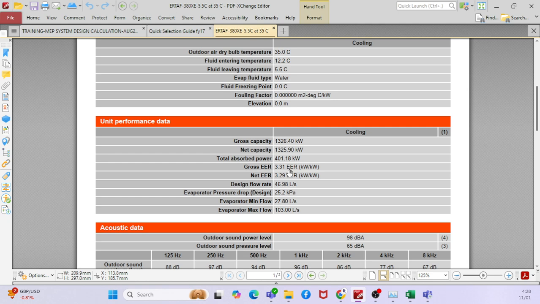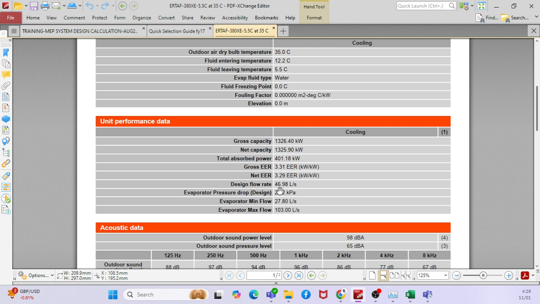This EER you have to match with your local regulations, what they require. If you go to Middle East local regulation, as I said, it should be a minimum of 2.8. Sometimes, depending upon the manufacturing, capacity and refrigerant, they may not be able to achieve 2.8. Sometimes they say 2.6. That chiller should not come to the site, or it will be rejected by the authority. So this is one of the important factors.